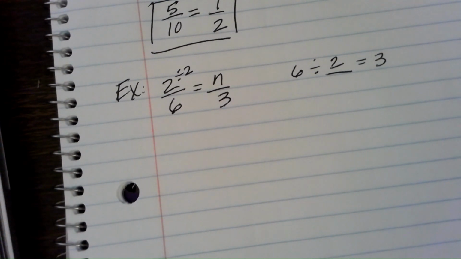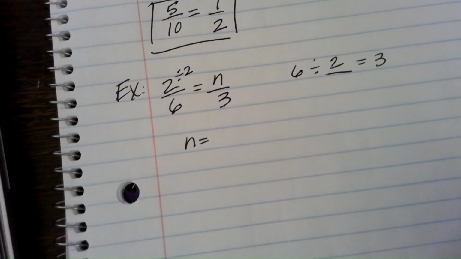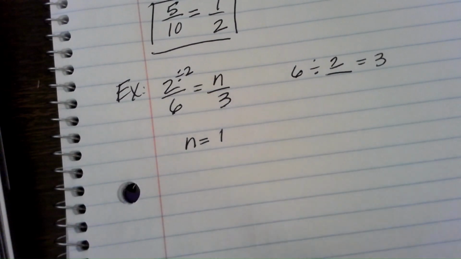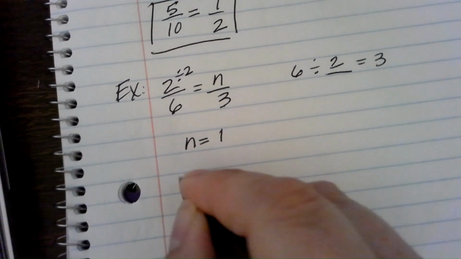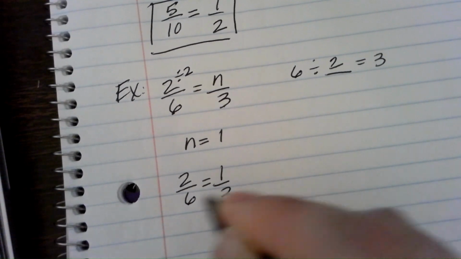All right, and what is 2 divided by 2? Well, no, divided by 1. 1. So n is equal to 1. And my answer is 2/6 is equal to 1/3.